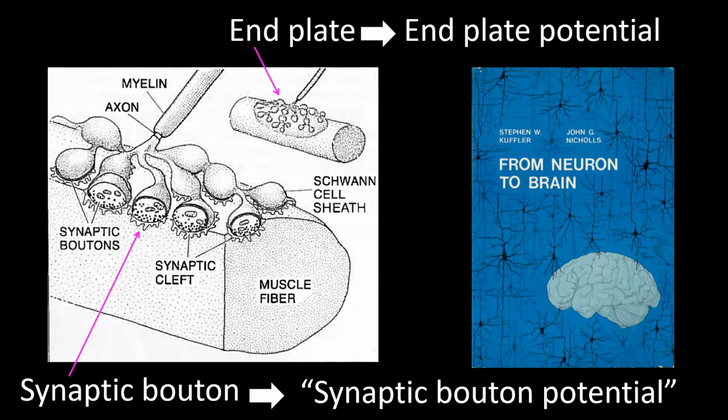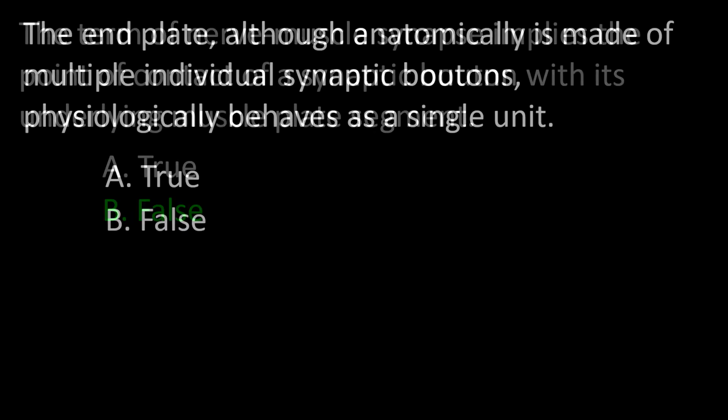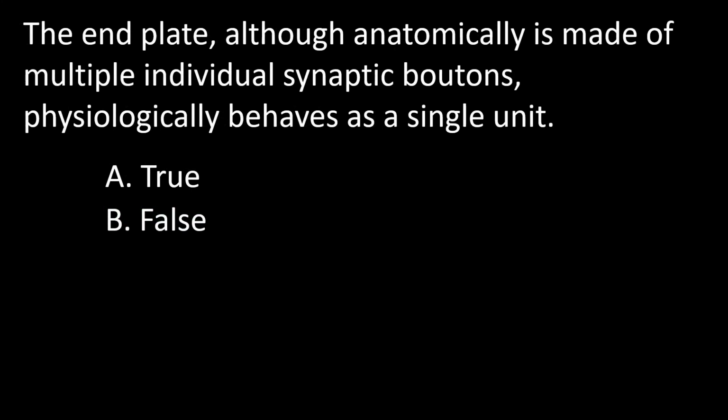These 2 points are that one button muscle complex does not make a neuromuscular junction, and that anatomically the nerve muscle fiber synapse is a collection of many synaptic buttons and the corresponding specialized muscle under it. So the answer to this question is B. Next question. The end plate, although anatomically is made of multiple individual synaptic buttons, physiologically behaves as a unit. A true, B false.